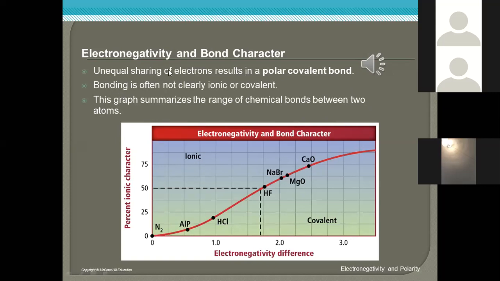Unequal sharing of electrons results in polar covalent compound. So the polar covalent compound, means what? Produced from what? Produced from unequal sharing of electrons. Unequal what? Unequal sharing of electrons, in polar covalent compound.